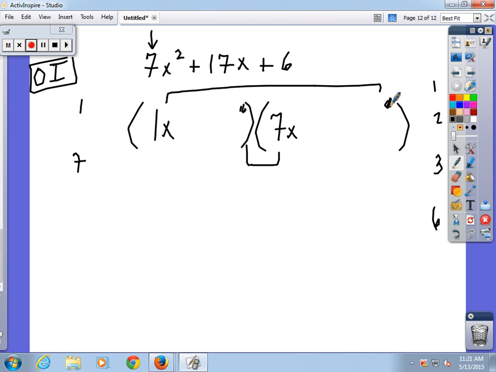Now usually what this will do when you flip it is give you a number that you can't work with. And where's that number? 42. 42 and 1. What will 42 and 1 give you? It's 43. So 6 and 1 is what?